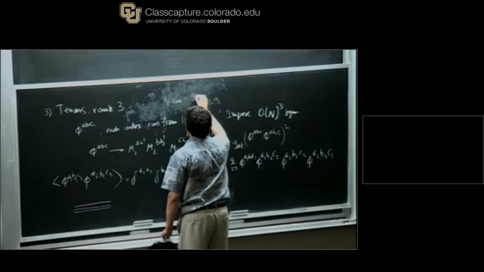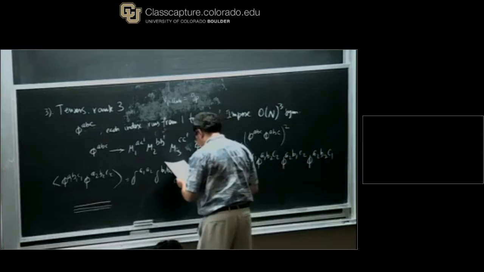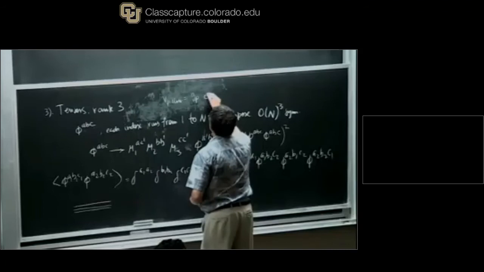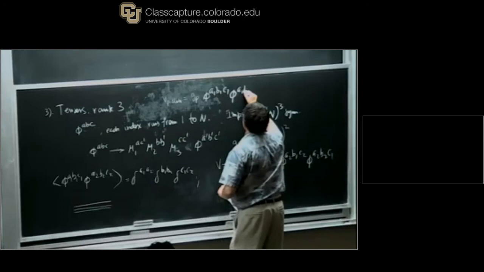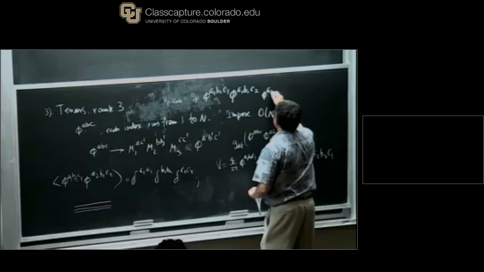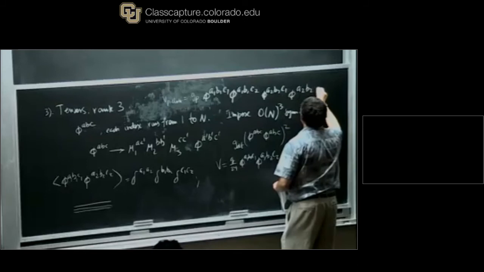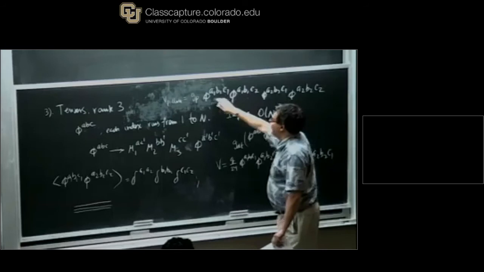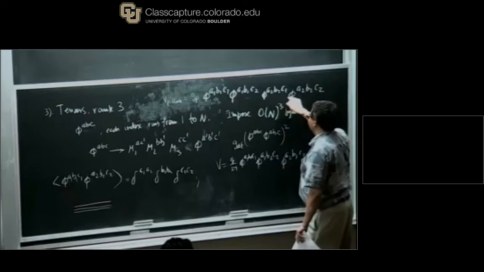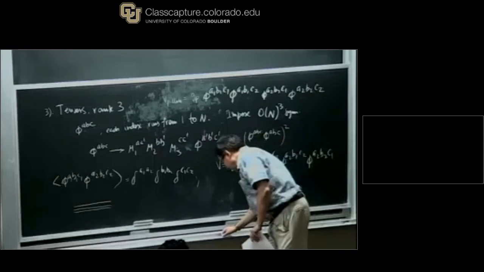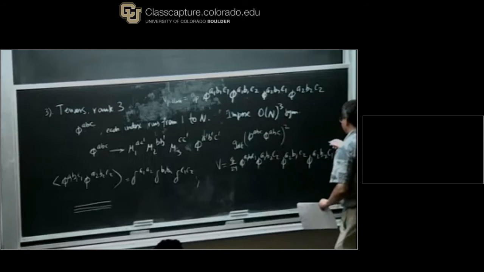Which looks like g pillow, and then you basically have phi a1 b1 c1, phi a1 b1 c2, say phi a2 b2 c1, phi a2 b2 c2. So now you see that these two fields actually have a pair of indices contracted, and these also have a pair of indices contracted. So from the point of view of these colored graphs, this interaction looks completely planar. It looks sort of like this, if I draw it.